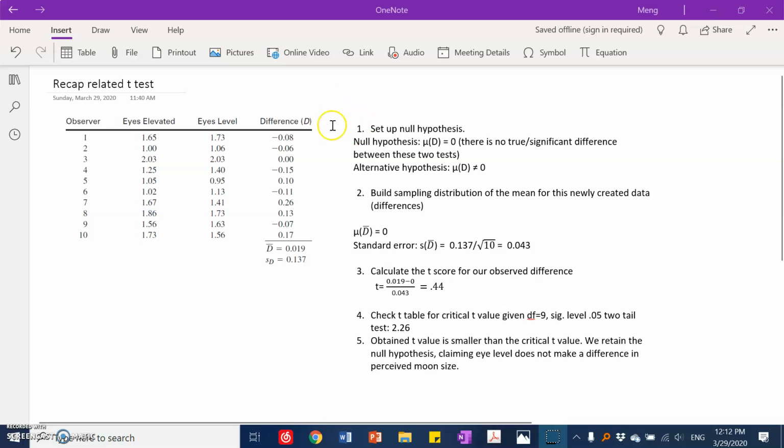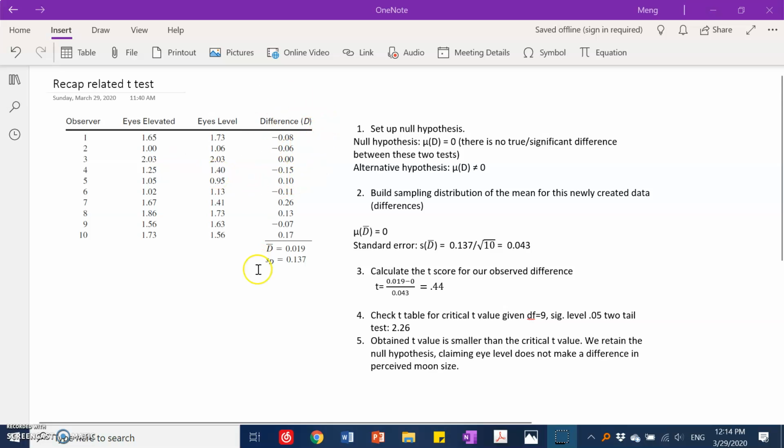The first thing you want to do is create a new data set, which we call a difference data set. That is, you calculate the difference between this column and this column for each individual. From now on, we are just going to work on this new difference data set. We don't need to look at these two columns anymore.